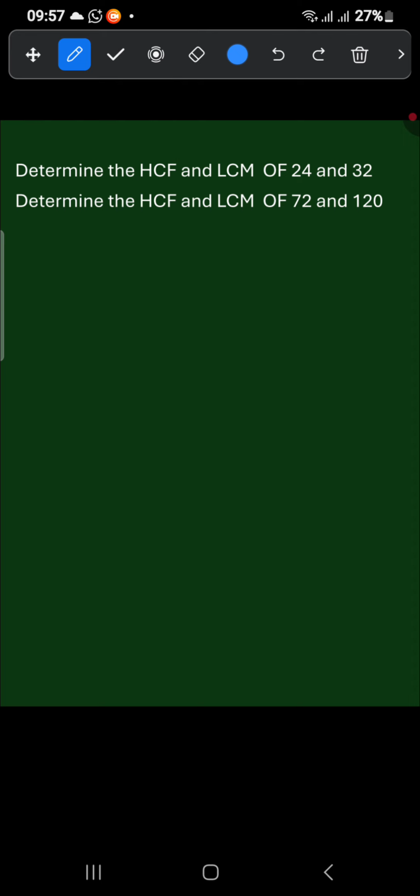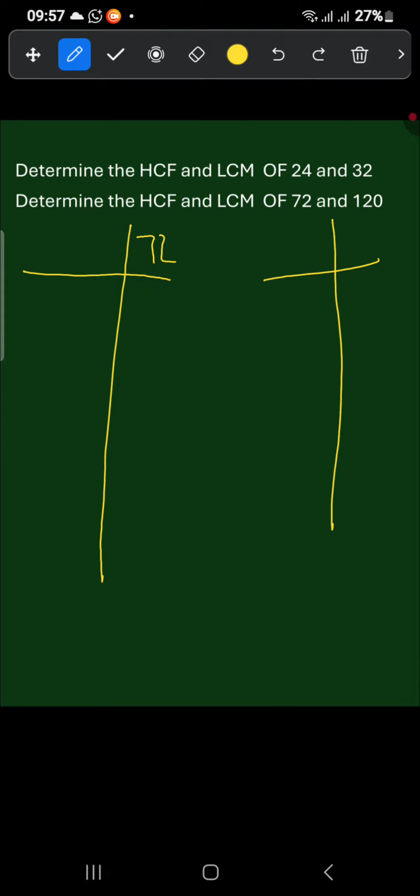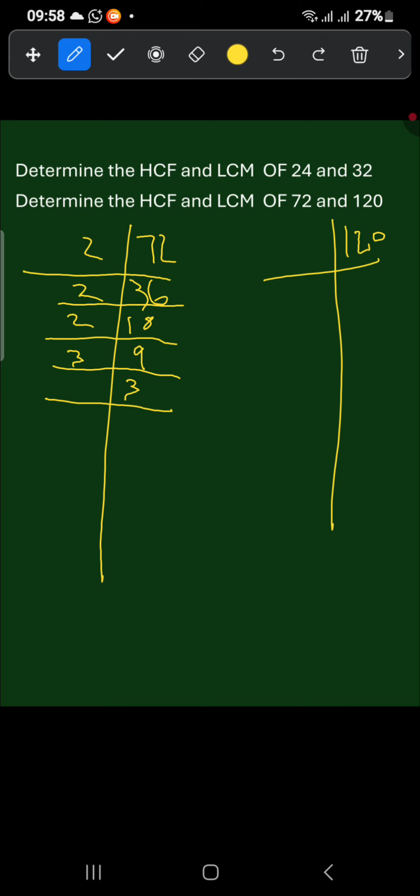Right, we are going to look at 72 and 120. A prime number that can go into 72 is 2. It goes 36 times. 2 can also go into 36. It goes 18 times. And 2 into 18 is 9. A prime number that can go into 9 is 3. It goes 3 times. Then a prime number that can go into 3 is 3. It goes once.